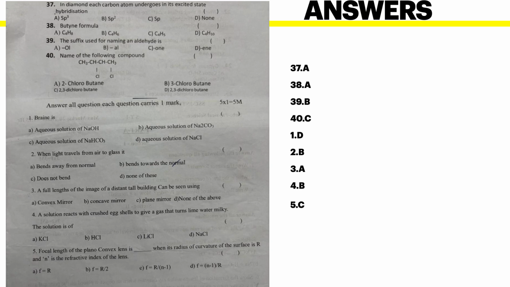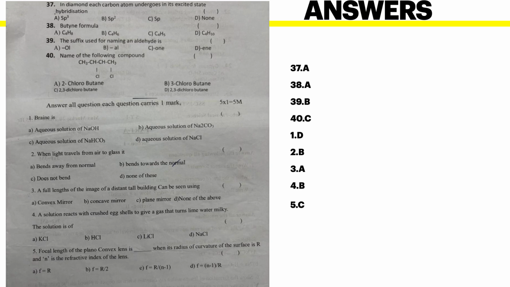Next one, see the next bit. Brine solution, remember, is an aqueous solution of sodium chloride. So D is the right answer. Next one, see the next bit. When light travels from air to glass, we have to remember light is traveling from a rarer to a denser medium. When light is traveling from a rarer to a denser medium, it always bends towards the normal. So B is the right answer.